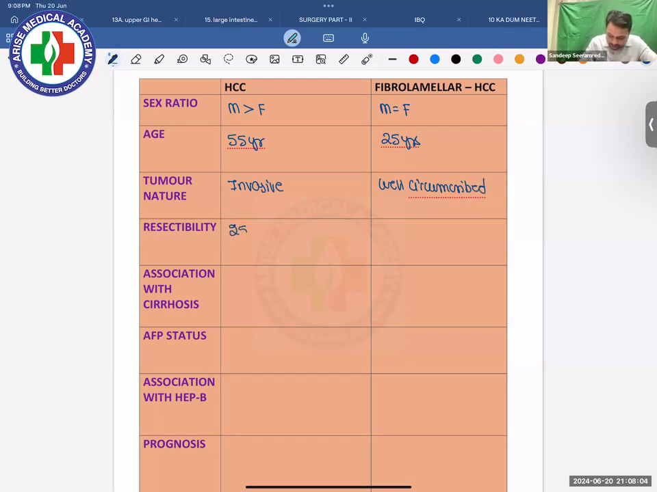Only 25% of HCCs are resectable. Fibrolamellar variant, 75% of them are resectable. HCC is associated with liver cirrhosis. Fibrolamellar variant is not. AFP is elevated in HCC. AFP is normal in fibrolamellar. Here you have to remember neurotensin, which is a tumor marker, which is elevated. It is normal in HCC. HCC is associated with hepatitis B. Fibrolamellar variant is not associated with hepatitis B.